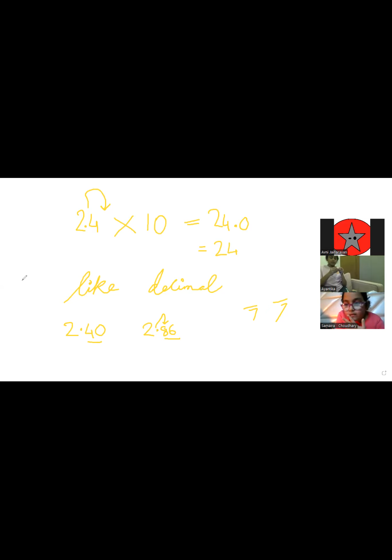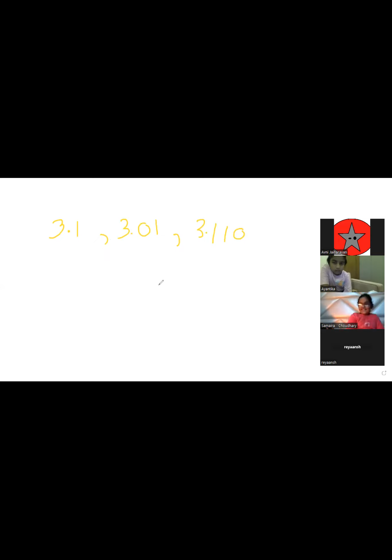Shall we take one example and then I will end the session? Okay, and then you can start with your work. Chalo, both of you answer in the chat box. Chalo, convert it into a like decimal.